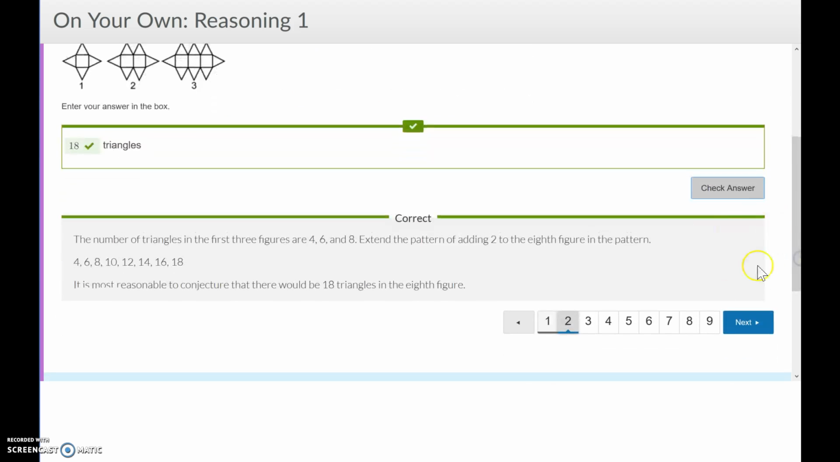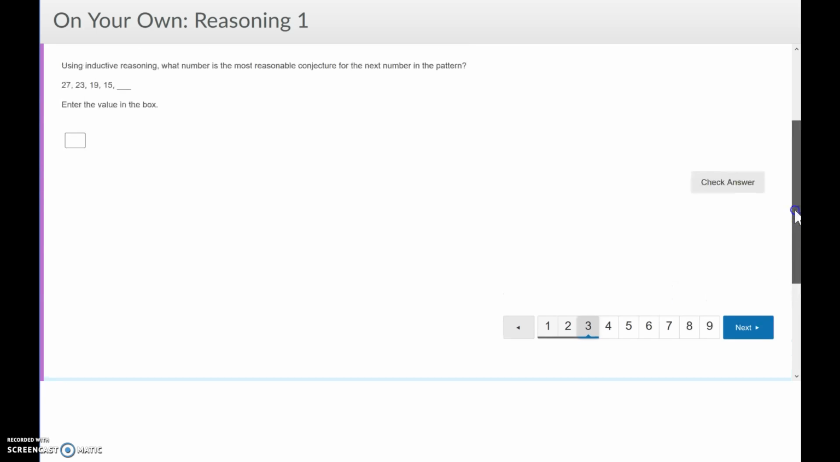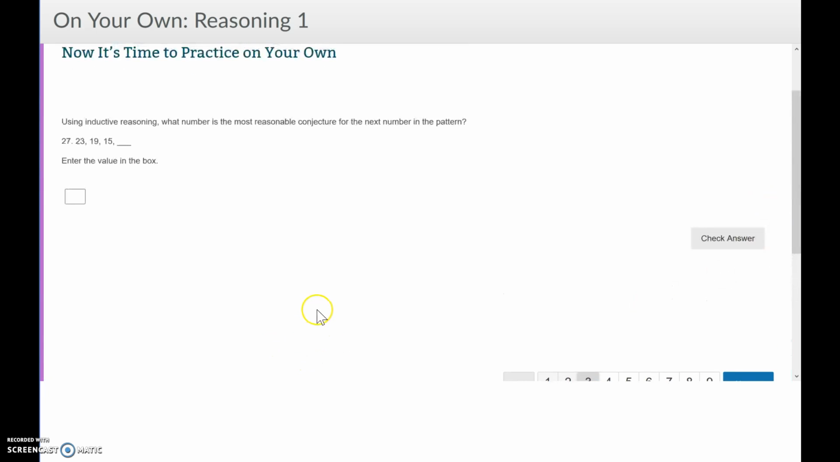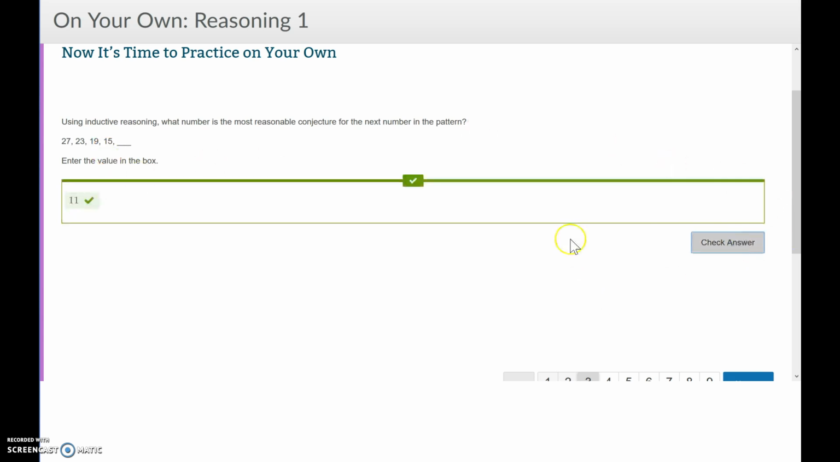And there's our explanation. Alright, now we have used inductive reasoning. What number is the most reasonable conjecture for the next number in the pattern? Alright, so what is happening? 27 to 23. 27 minus 23 is 4. And 23 minus 19 is 4. 19 minus 15 is 4. So if I subtract 4 from 15, I get 11. Let's try that. Good deal.